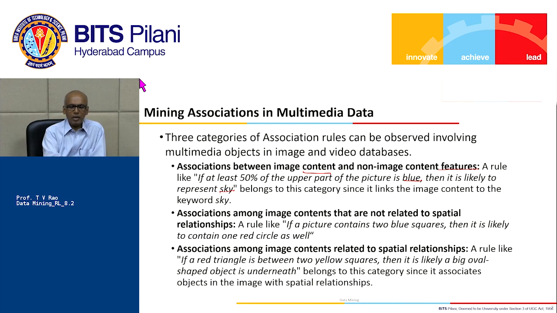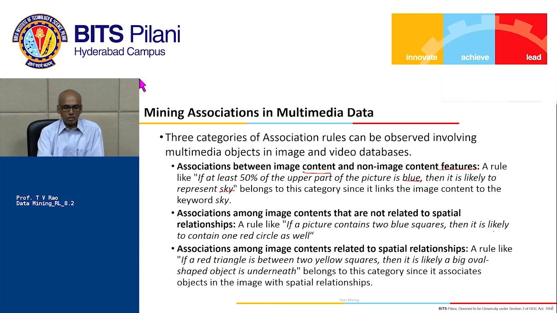The other one may be association among the contents, but not based on the spatial relationships. All we are saying is that if the picture contains 2 blue squares, then it may also contain a red circle, because that may be the kind of association that we are seeing in our multimedia database. Here we are not talking about whether the squares are on the top or the circle is on the top or they are at the same level, or what the layout is at all. We are not at all bothered about layout.